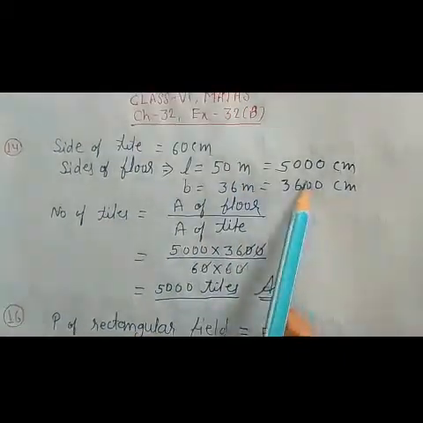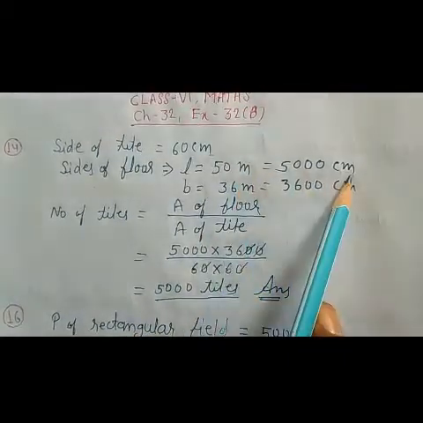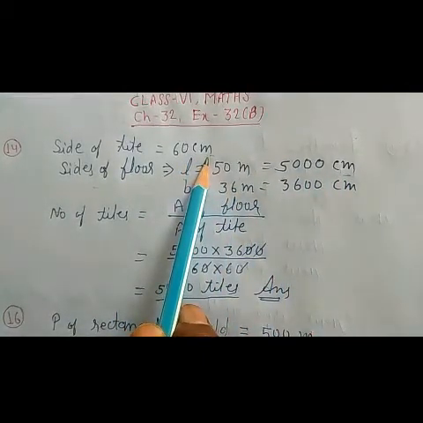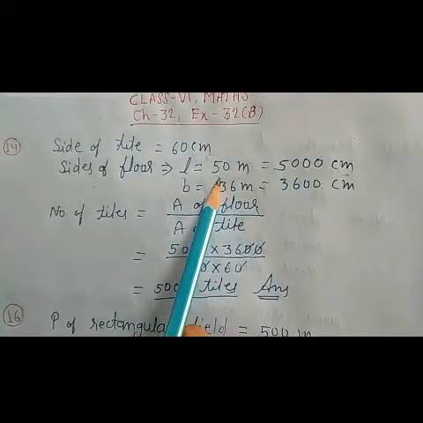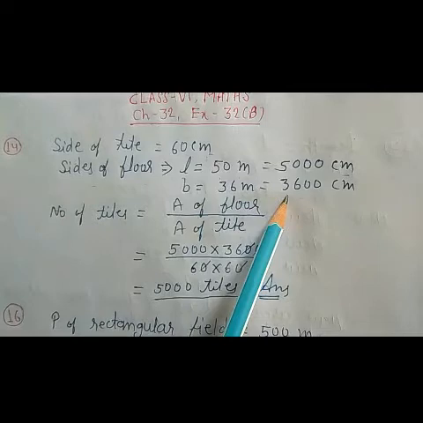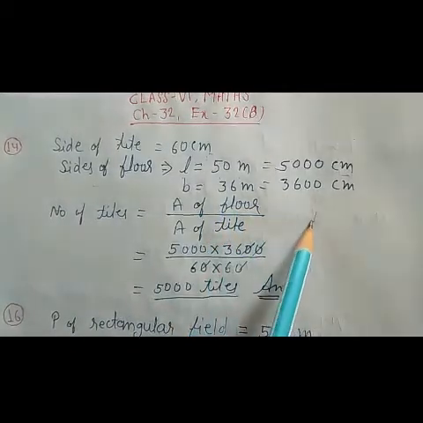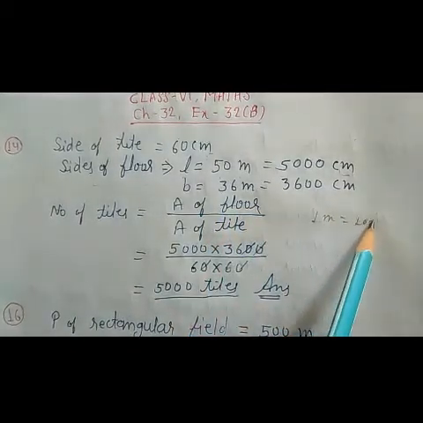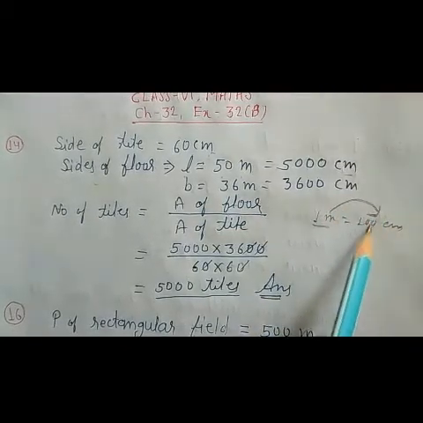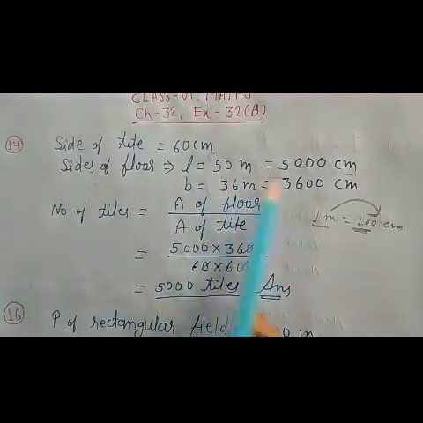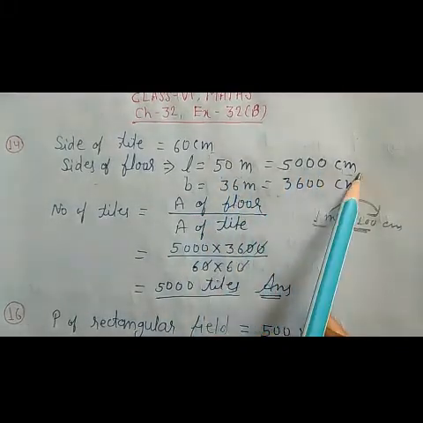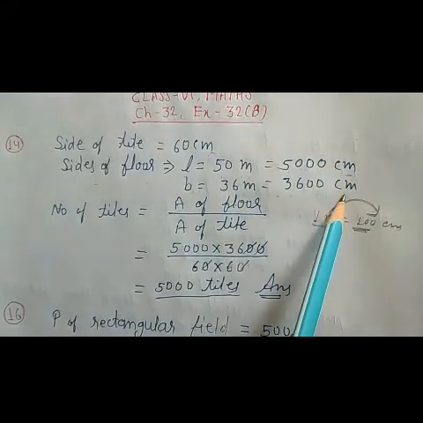It means 5000 centimeter. Why have we converted this meter into centimeter? Because tile measurement is in centimeter. So we have to change the unit of the length, and breadth is 36 meters. Simply multiply by 100 because 1 meter consists of 100 centimeter. So to convert meter to centimeter, multiply by 100. So we have multiplied by 100 here, and here. So this is 5000 centimeter and this is 3600 centimeter.